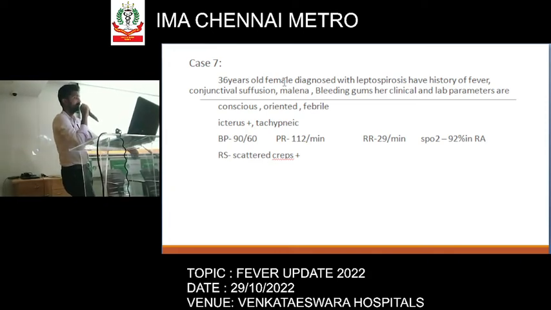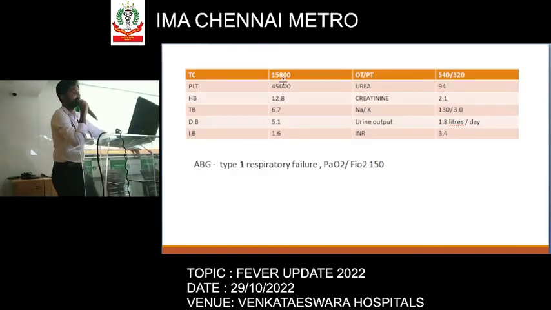On examination, the patient is icteric and tachypneic. So the patient also has jaundice. Her BP was around 90/60, pulse rate 112 per minute, respiratory rate 29, saturation 92% in room air, and the respiratory system has scattered crepts. So the patient is going to be a patient with MODS, ARDS, liver failure and hemorrhagic manifestation. Typical case of Weil's disease.